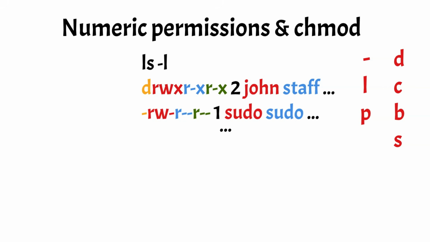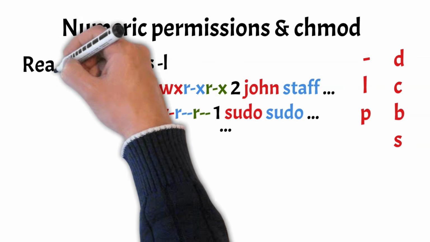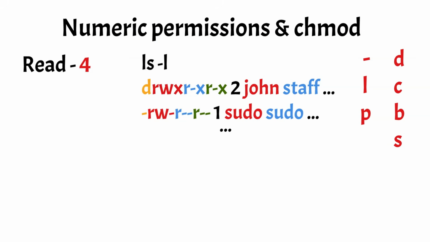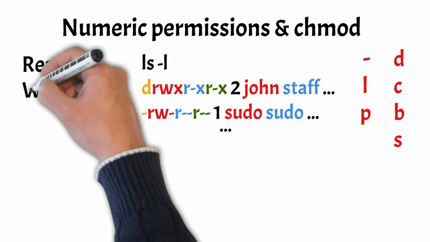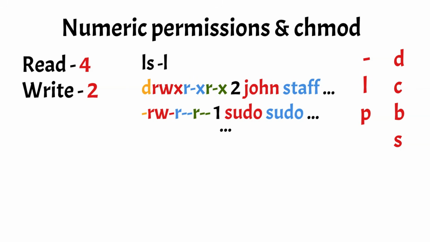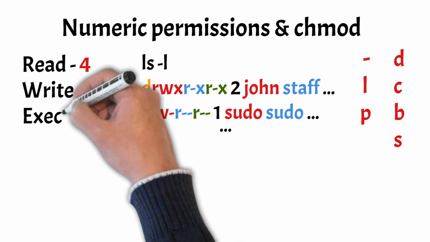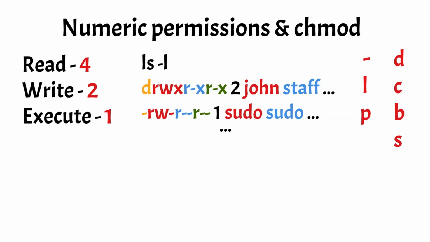While these letters are useful for quickly interpreting permissions, Linux also provides a numeric way to represent them, which is commonly used when modifying permissions. Each permission corresponds to a specific value. Read equals 4, write equals 2, and execute equals 1. By adding these values together, we can describe any combination of permissions with a single number.